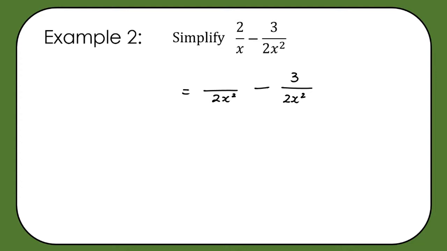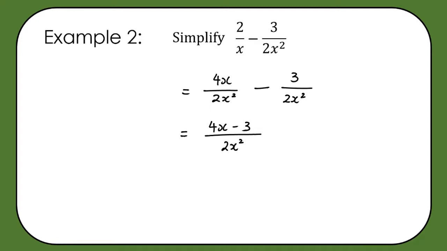The first fraction, we need to think about what have we done to the denominator to turn it into 2x squared. So we've multiplied it by 2 and we've also multiplied it by x. So we also need to multiply the numerator by 2x, which is going to give us 4x. So now we have like fractions, or a common denominator, we can subtract the numerators. So we're going to have 4x minus 3 all over 2x squared.